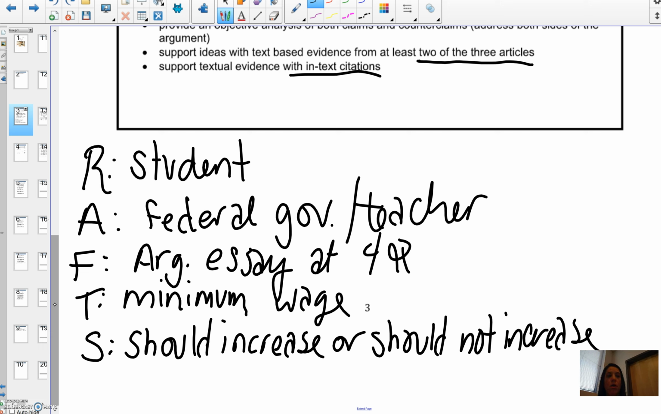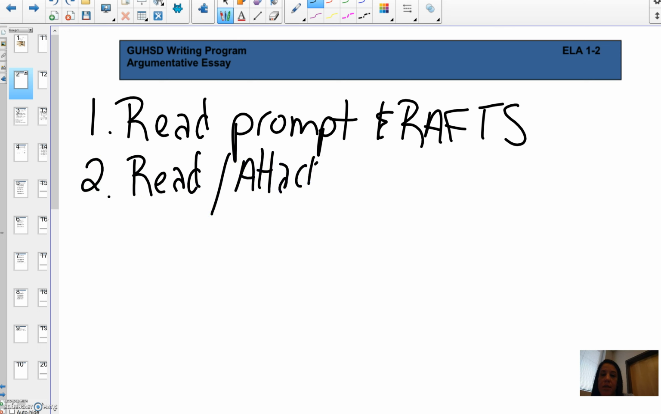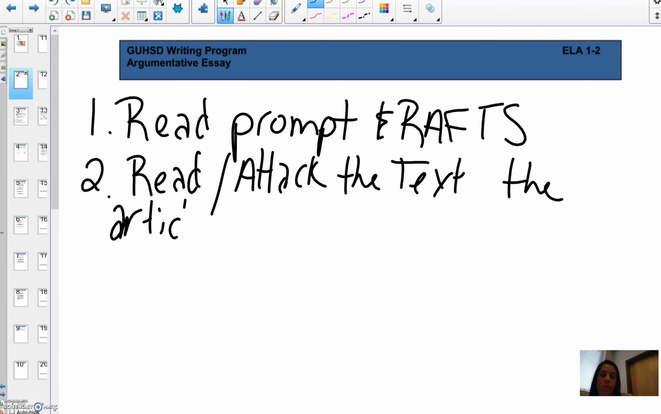Okay, so our second step, which I will do a separate video for in a bit, but let's go ahead and put step 2, is to read or attack the text, the articles that are provided. So we are going to do that process in a minute, where we read and attack those articles, really looking for information that we can use to, number 1, decide our stance, and number 2, have supports within our essay. So that will be our next video.